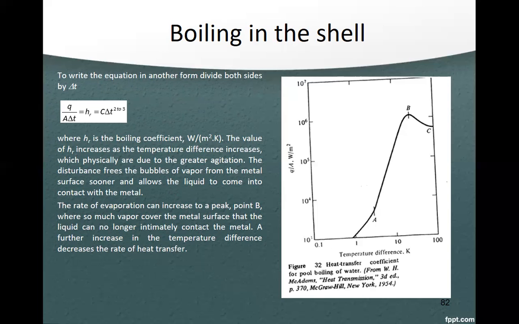The value of h_r increases as the temperature difference increases, which physically is due to the greater agitation. The disturbances free the bubbles of vapor from the metal surface sooner and allow the liquid to come into contact with the metal. So the rate of evaporation can increase to a peak at point P, where so much vapor covers the metal surface that the liquid can no longer intimately contact the metal. A further increase in temperature difference decreases the rate of heat transfer.